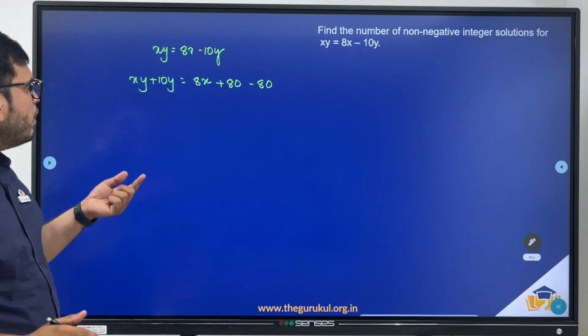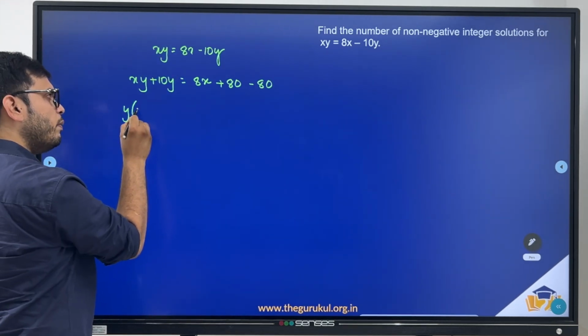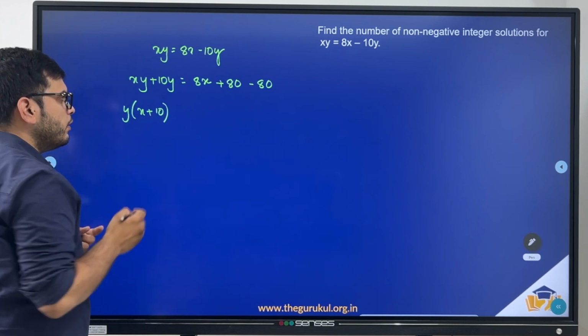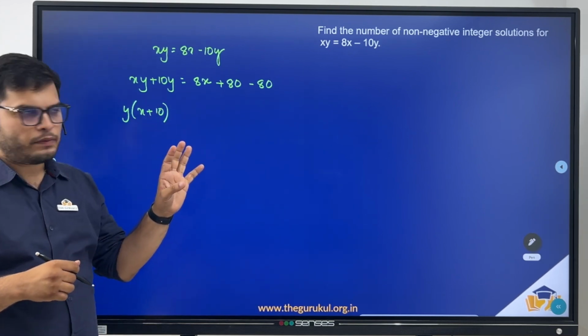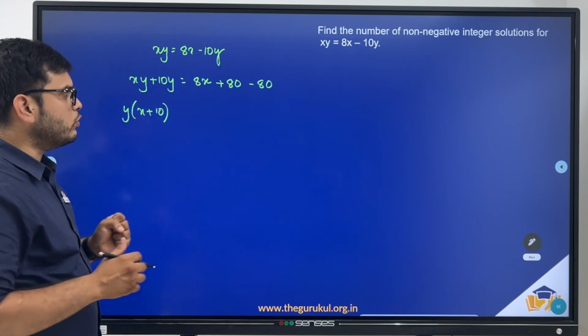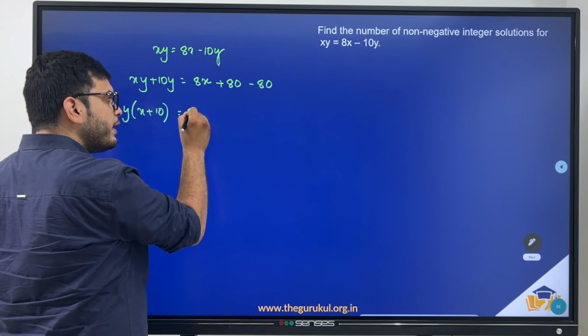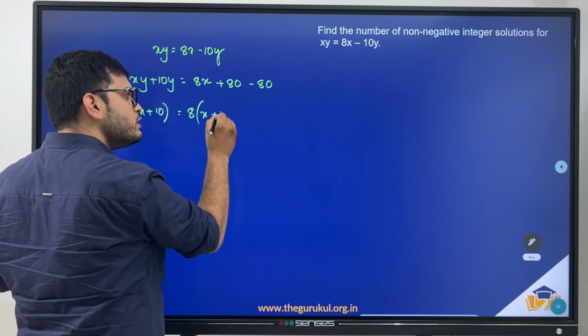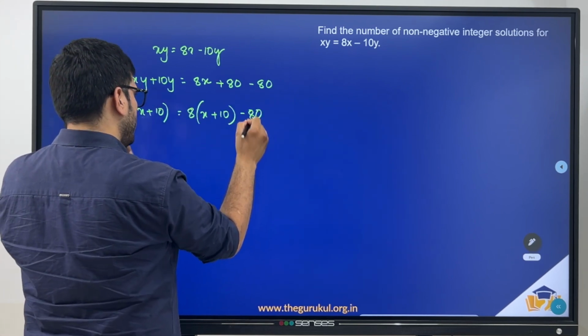Now why am I doing that? Because when I take y common, you will have x plus 10 here. I can write this as y into x plus 10. Now I also want to have x plus 10 into something on the right hand side also, right? So that if I take 8 common, you will have x plus 10 minus 80.